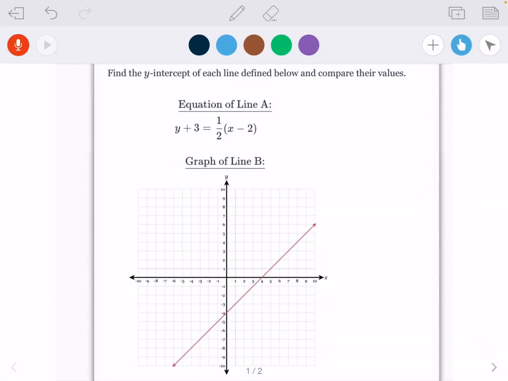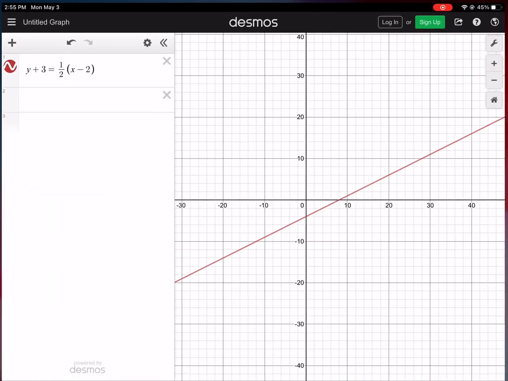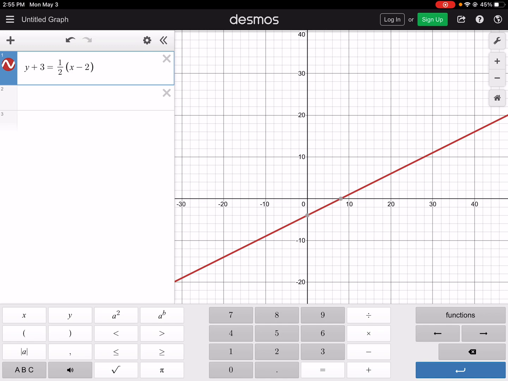All right, we're going to talk about comparing key features again, and this time we're going to talk about y-intercepts. You're comparing this equation of a line to this graph, and you're asked which has the smaller, I'm changing the question up here, smaller y-intercept. So again, I'm going to put that equation into Desmos exactly like it looks, and I come up with the graph that is shown.